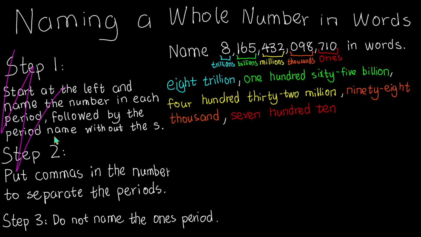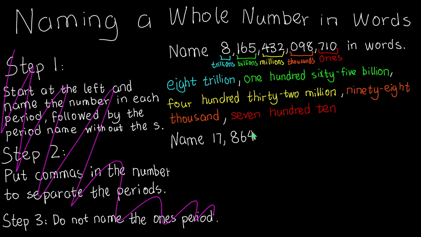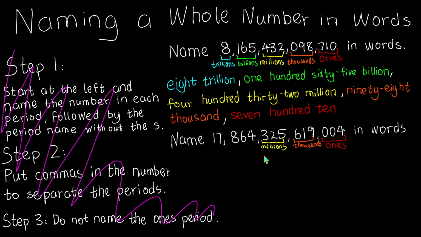So now let's do one last example, but this time we're going to do it a lot faster, and we're going to ignore the steps right here. So let's name this number using words. So just like before, I'll start by naming the periods. So this will be the ones period. This would be the thousands period. This would be the millions period. This would be the billions period. And this will be the trillions period.